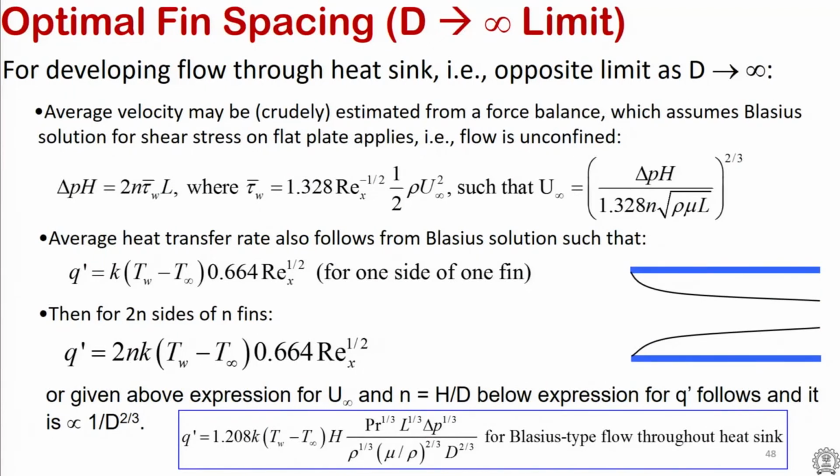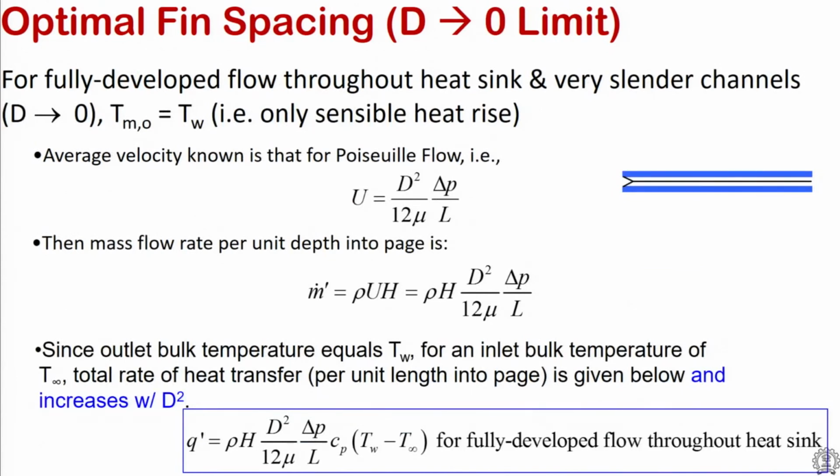This is purely based on the Blasius solution, using the heat transfer coefficient from Blasius and writing that into a total heat transfer rate, and one sees that the heat transfer rate for this case is inversely proportional to the spacing between the fins raised to the power 2/3. On the other hand, for the d tending to 0 limit, the heat transfer rate increases as d square. In one case, heat transfer rate is inversely proportional to d. On the other limit, the heat transfer is proportional to d square.